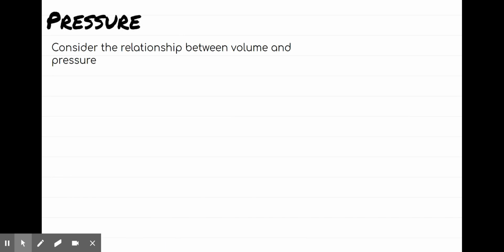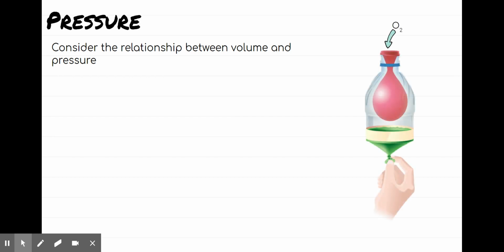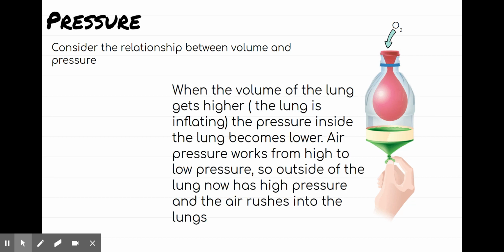So pressure. As we talk about breathing, we're going to have to consider the relationship between volume and pressure, because a lot of people know that our lungs get bigger and then get smaller as we breathe in and breathe out. But how does that happen? Well, it's all about pressure and volume. So when the volume of the lung gets higher, so when we inflate the lung, as you can see there with that balloon, as that balloon gets bigger, okay, the pressure inside the lung becomes lower because there's more space.